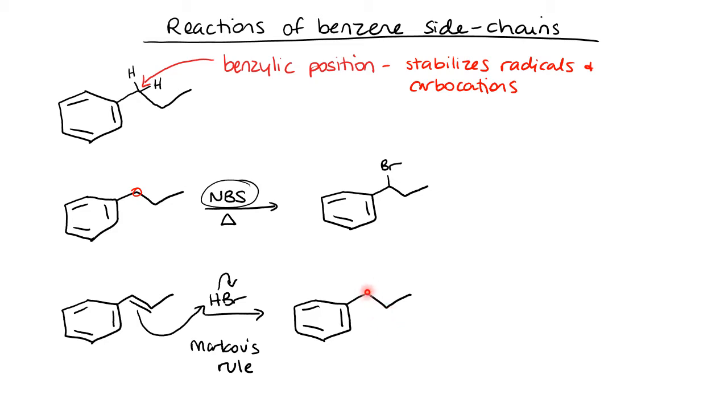However, this one, the benzylic carbon, would allow a resonance stabilized carbocation. So we know that the carbocation would form here, and the H would go on the other carbon. Then our bromide would come in and add to the benzylic carbon. So this would be the product of hydrohalogenation.